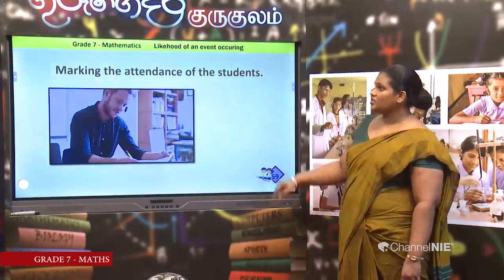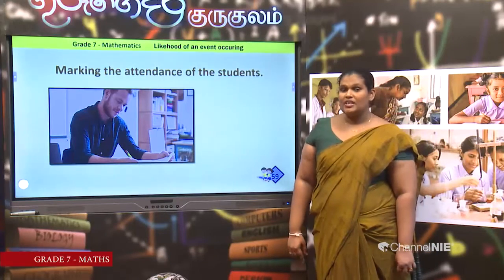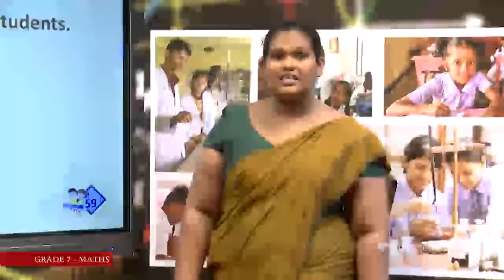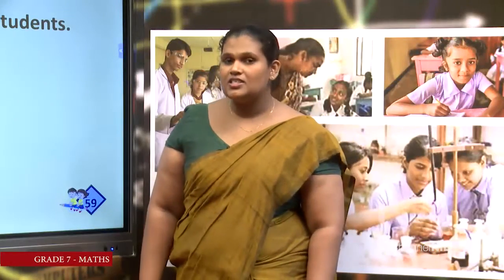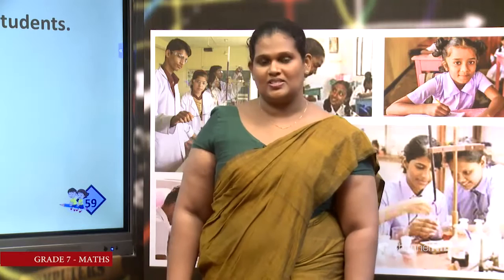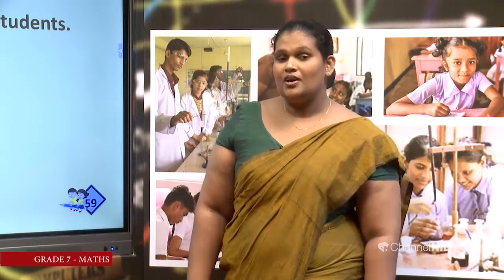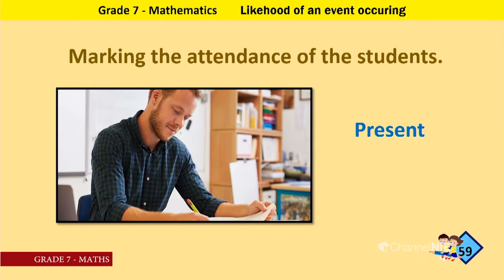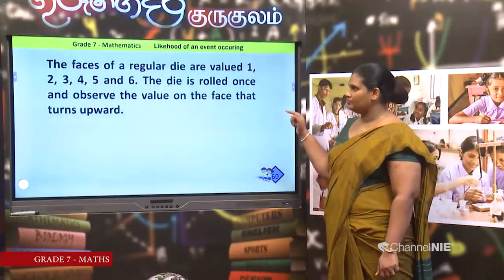Right. Next experiment. Marking the attendance of the students. Now, each and every day after the first period, your teacher is marking the attendance of the students in your class. Isn't that so? So, when she pronounces a name, she can mark whether the student is present or the student is absent. So, those two are the outcomes of the experiment, marking the attendance of the students.